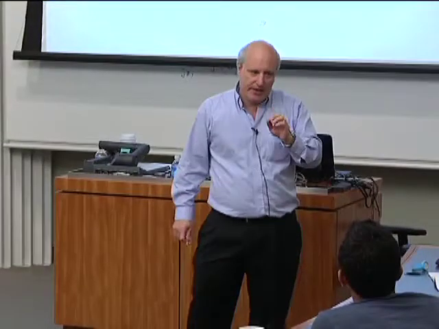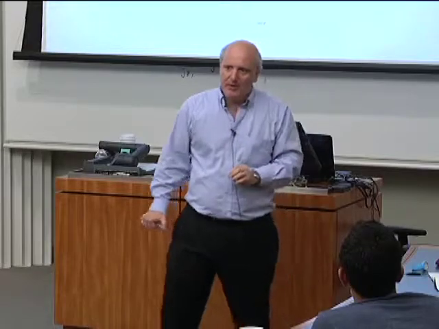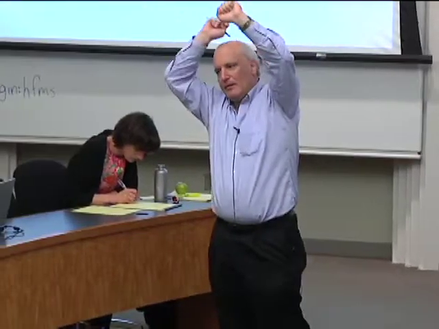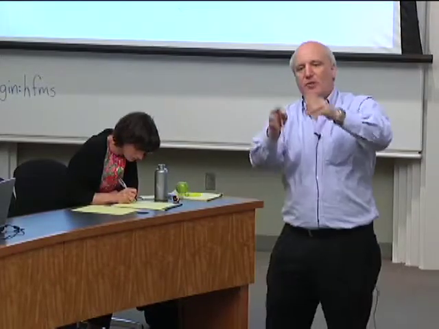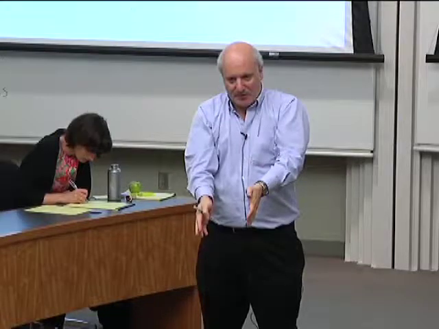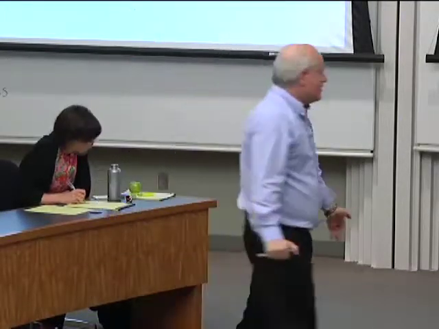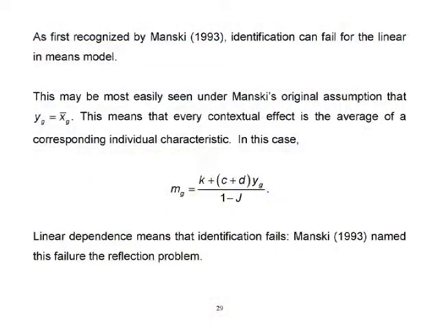If you read the Manski paper, which introduced the reflection problem, he made an assumption on the relationship between x bar and y. Remember, the general form was omega depends on x bar g and y. And so that's why in the reduced form, you had one set of regressors called y and another set called x bar g. So in Manski's paper, he has actually made an additional assumption. He assumed they're the same thing.